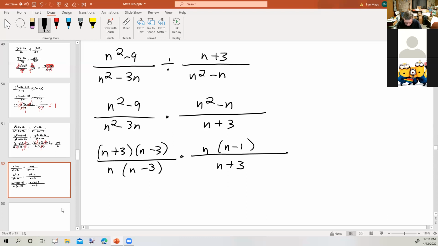So difference of two squares, factor out an n, factor out an n, leave it alone. Okay. So now we're going to have a reduction sale.